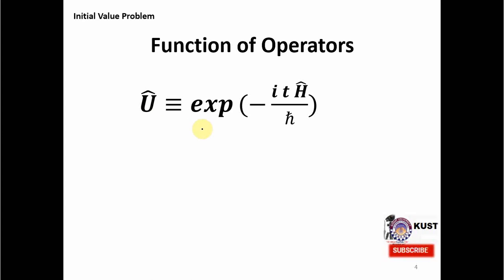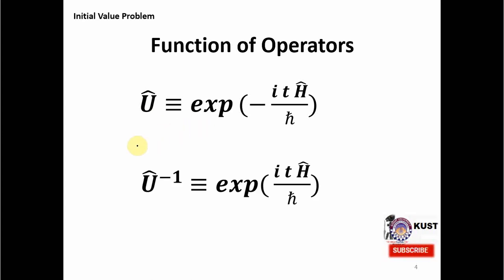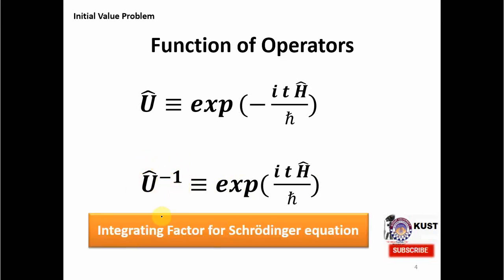For our calculations we will also need the inverse of this unitary operator, or this function of operator H. So we construct them in this way, and in the procedure we will use this U minus 1 as an integrating factor for the Schrödinger equation. So in mathematics you learn that you solve some equations with the help of integrating factors. So these functions of operators and these new operators will be treated like integrating factors.